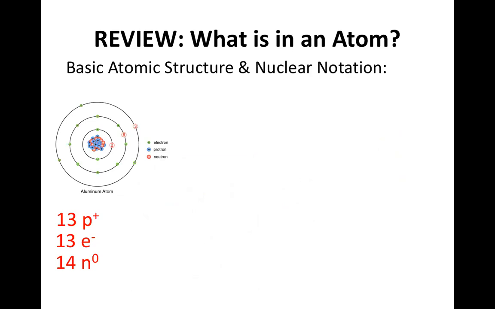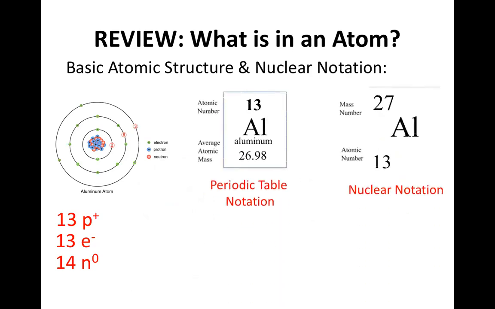So drawing the model takes up too much room and time. Instead of counting from the diagram, we're going to look at shorthand notation. There's the periodic table notation, which we use a lot in chemistry, and then nuclear notation, which you're going to need for this course.